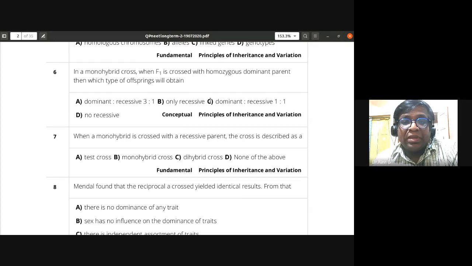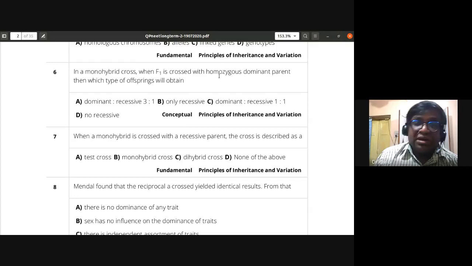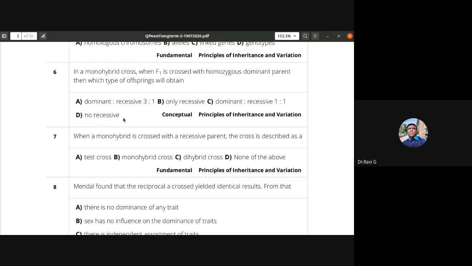So F1 is capital T, small t, crossed with the homozygous dominant parent, capital T, capital T. So the dominant will be the maximum. No recessive is the answer. D is the answer. All of them will be dominant. So all the four individuals, 4 is to 0 it will be. So recessive is 0 in this cross. Got it? Sixth one, it is no recessive.